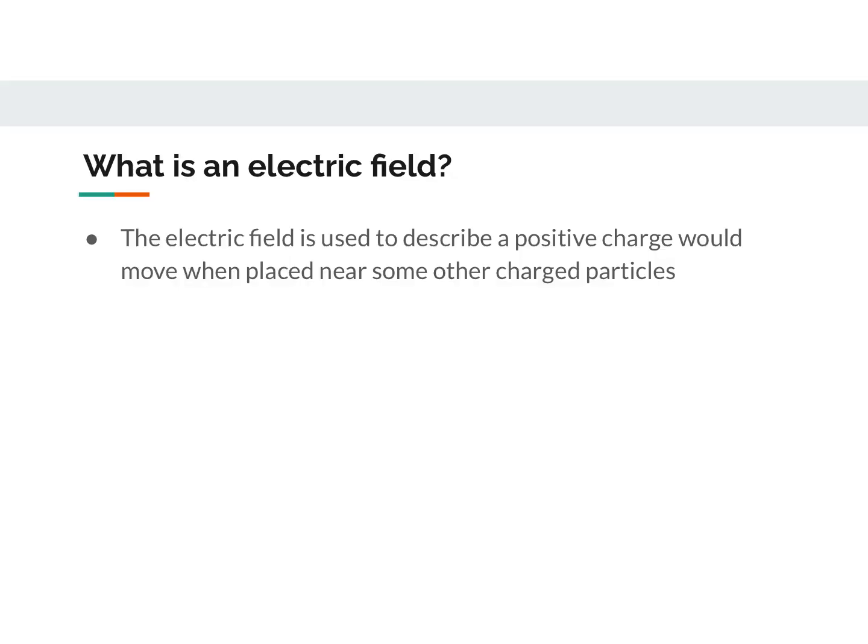So an electric field is used to describe specifically the direction a positive charge would move when placed near some other charged particles. An electron, which is a negatively charged particle, will always move against an electric field. A proton, or a positively charged particle, will always move with the electric field.